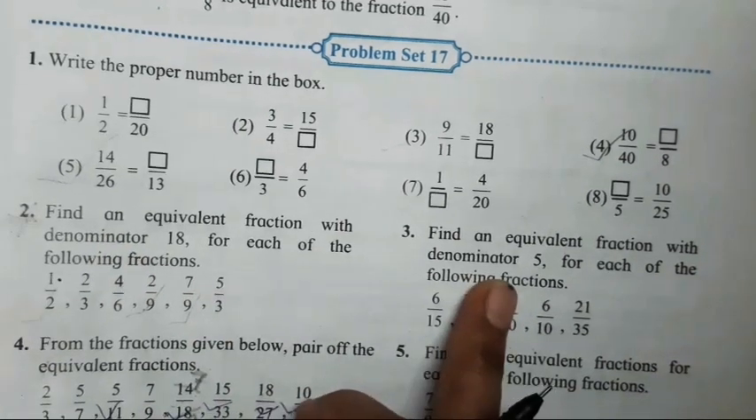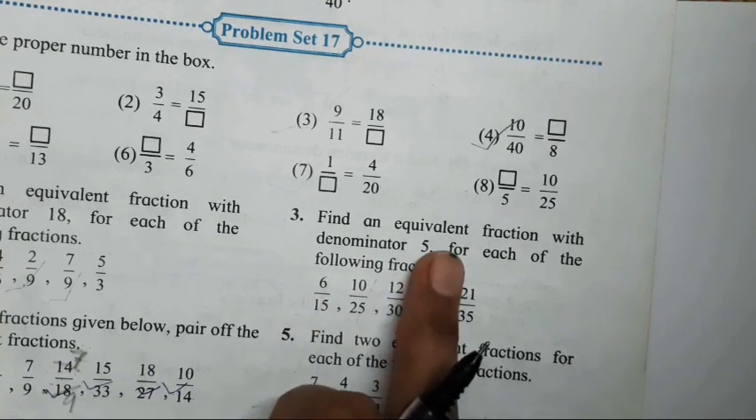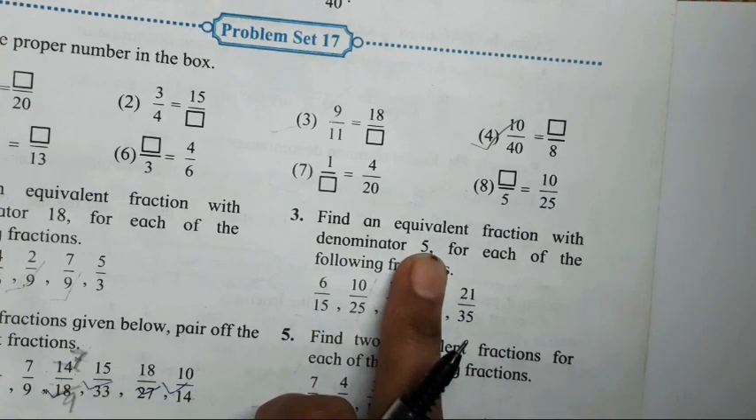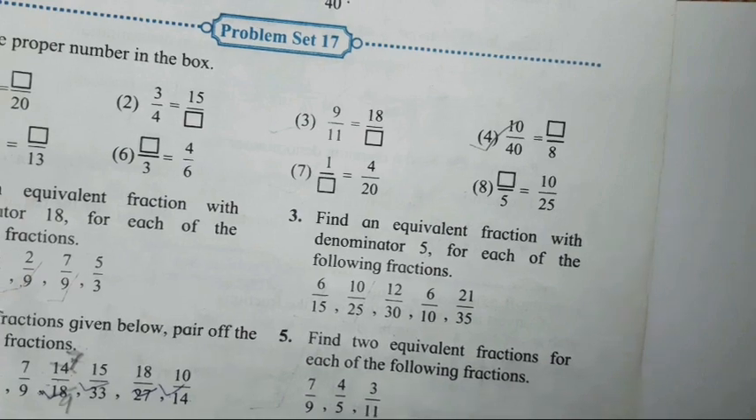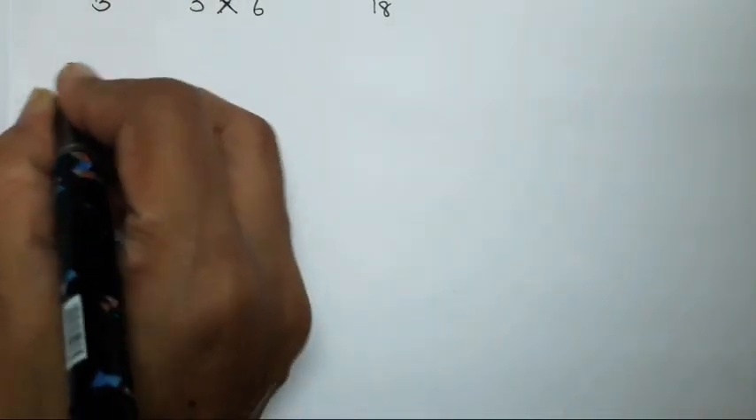Now in the same way we have to find the denominator with 5. Now a bigger number has been given and we have to find a smaller number, isn't it? That means we have to divide. So third one, excuse me.